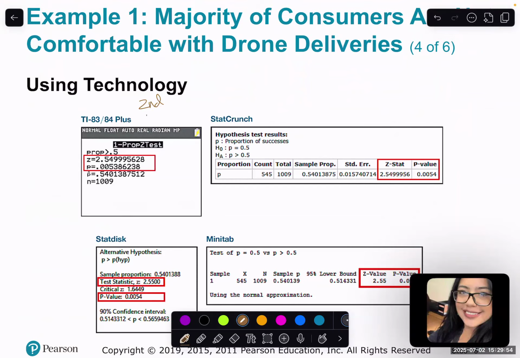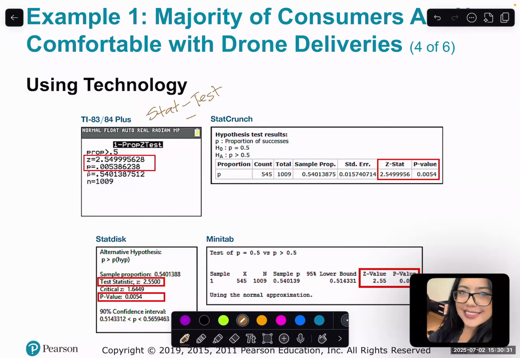If I project here, if we use calculate 84 to find one prop Z test, so you're going to go into stat. Let me remove this. So in order for us to find it, we're going to go to stat. So on our calculator, we're going to select stat directly, and then we're going to move into test.